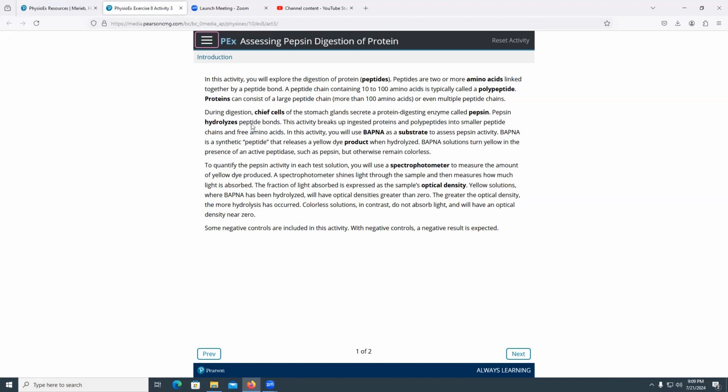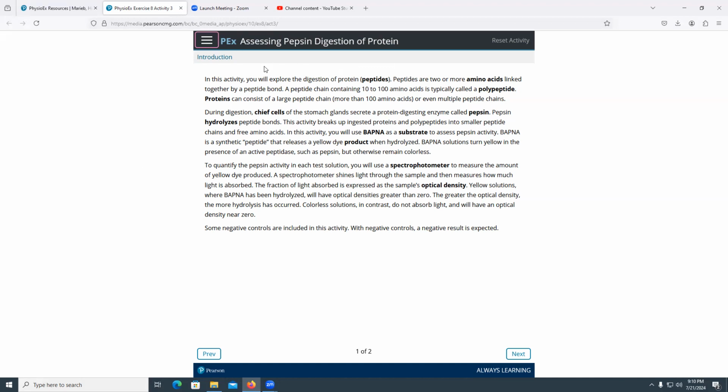During digestion, chief cells release this protein digesting enzyme known as pepsin. It's very interesting that chief cells begin with a C and they secrete P. So chief cells secrete pepsin, while parietal cells secrete, with a C, hydrochloric acid, HCl. Many students get confused and assume that chief cells secrete HCl because they both have a C. No, that's not true. Chief cells secrete pepsin, and they assume that parietal cells, beginning with a P, also secrete pepsin. No, parietal cells secrete HCl, hydrochloric acid.